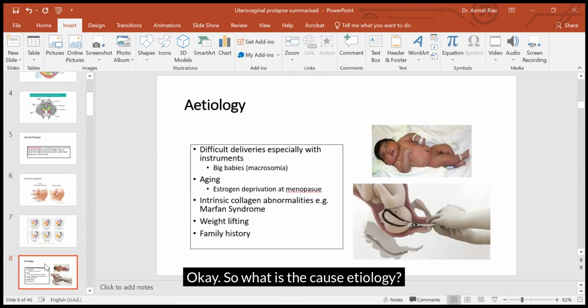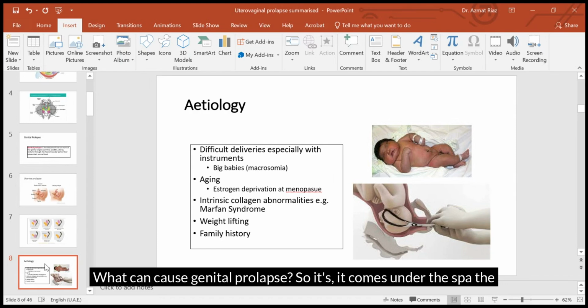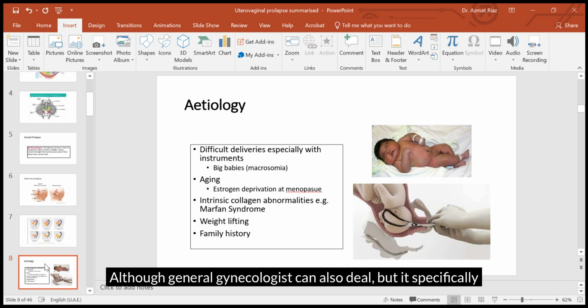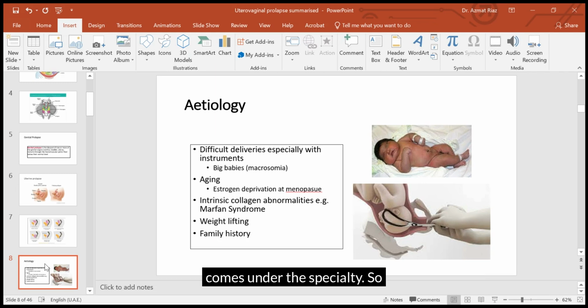So what is the cause, the etiology? What can cause genital prolapse? It comes under the gynae specialty which is called urogynecology. So it usually comes under urogynecologists, although general gynecologists can also deal with it, but it specifically comes under that specialty. So, difficult delivery, especially with instruments.